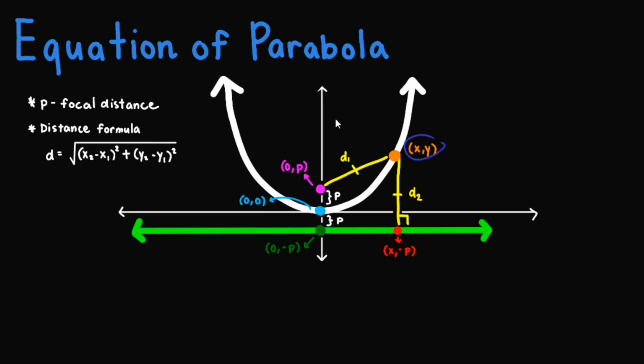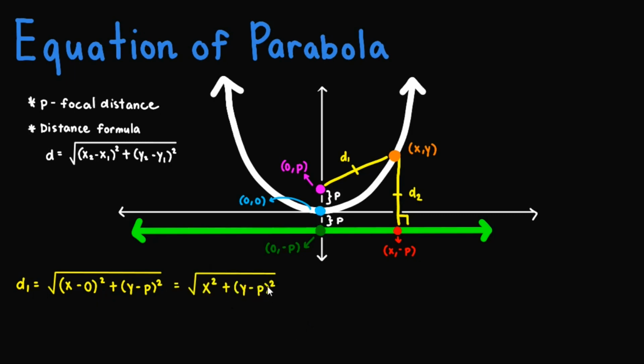So we use these 2 points, wherein let's denote this as x1 and y1, and this one is x2 and y2. Or actually, let's do the reverse. Either way, it's the same. Let's do this as the x1 and y1, and this one is the x2 and y2. So given that, we'll have the first distance as the square root of (x minus 0) squared plus (y minus p) squared. So this simplifies to the square root of x squared plus (y minus p) squared.